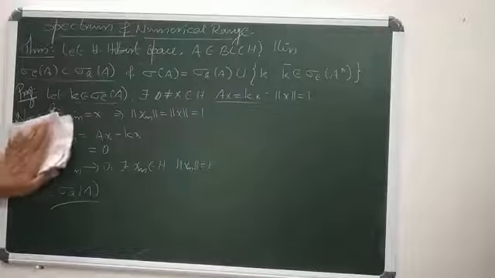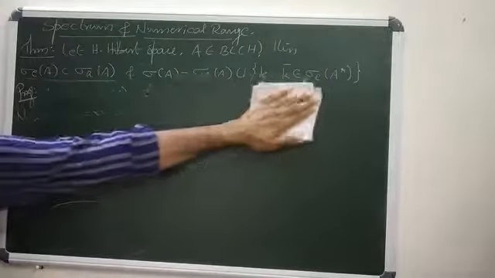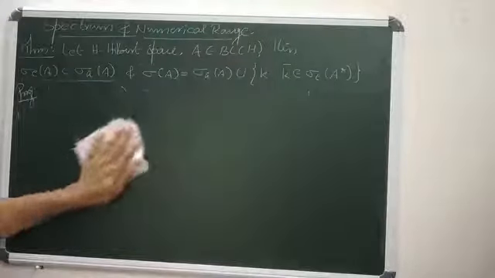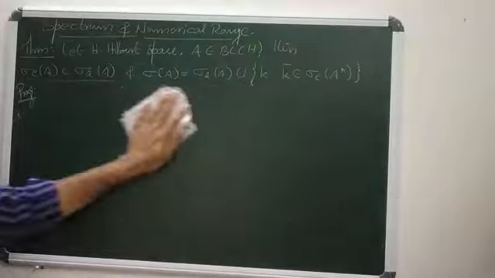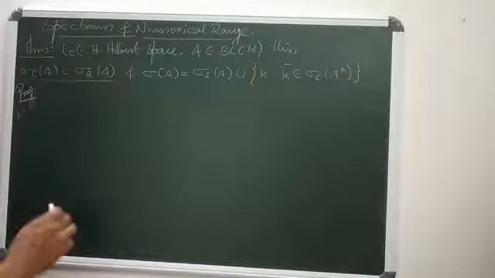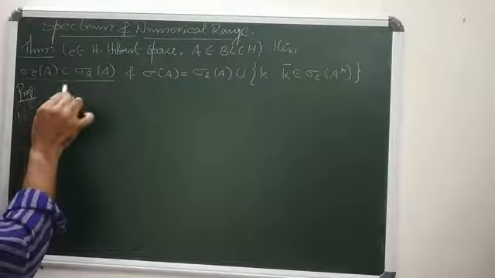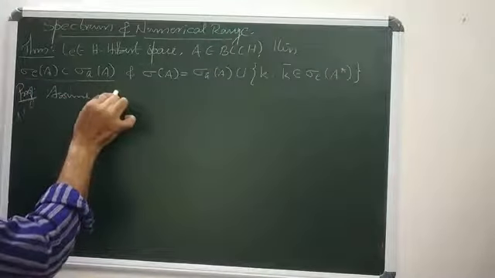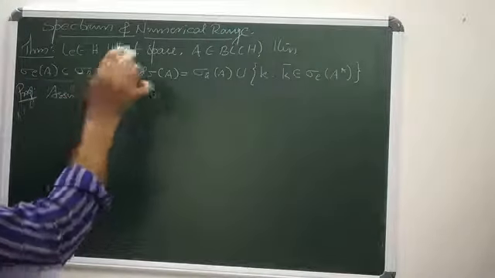Now come to the second part. Now we have to show that sigma A equals sigma A of A union the set of all k with k bar falling in sigma E of A star. How to prove that one? Assume k is outside of sigma A.